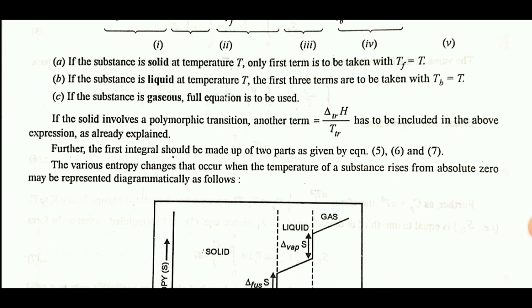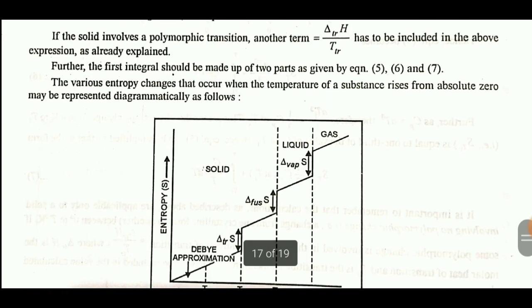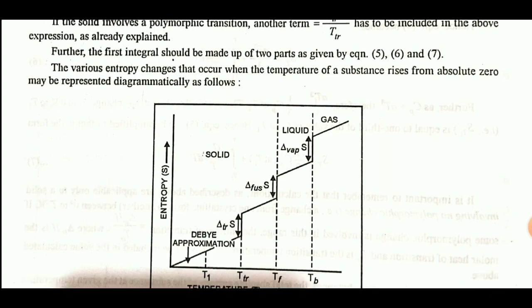If the solid involves a polymorphic transition, another term equal to del TRH upon TTR has to be included in the above expression as already explained. Further, the first integral should be made up of two parts as given by equations 5, 6 and 7. The various entropy changes that occur when the temperature of a substance rises from absolute zero may be represented diagrammatically as follows.